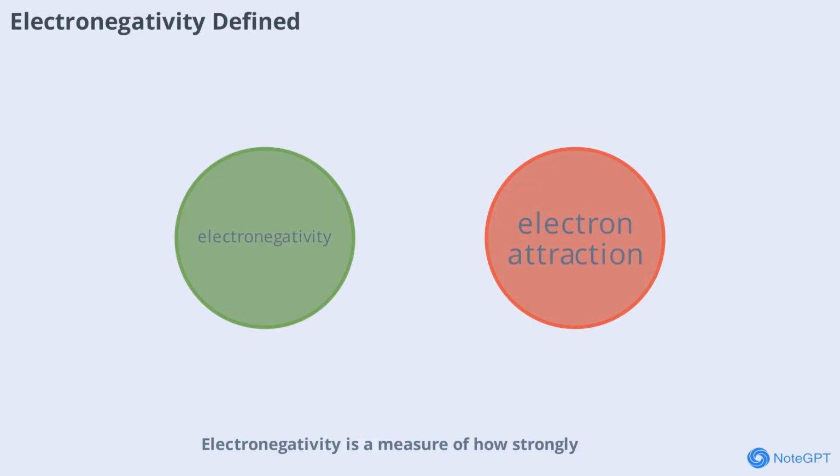Electronegativity is a measure of how strongly an atom attracts electrons in a bond. Some atoms, like fluorine, are highly electronegative and pull electrons closer to themselves. Others, like sodium, have low electronegativity and tend to lose electrons. The difference in electronegativity between atoms helps determine the type of bond that forms, whether it's ionic, covalent, or somewhere in between. This concept is key to understanding the behavior of molecules and their chemical reactions.